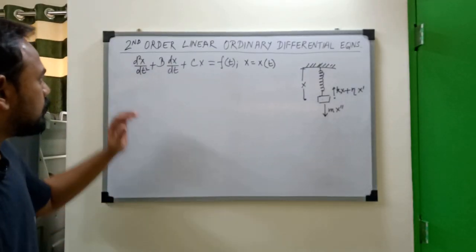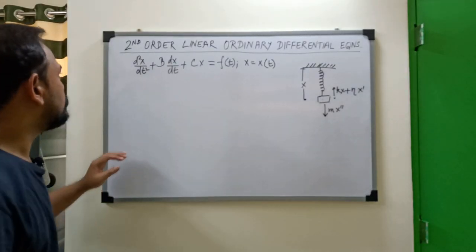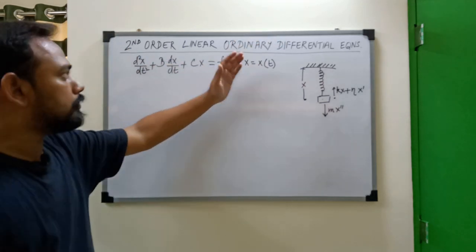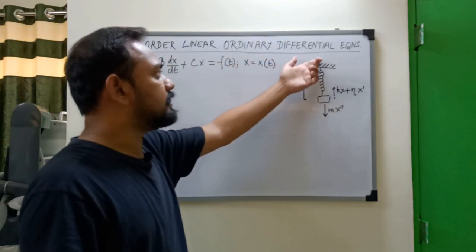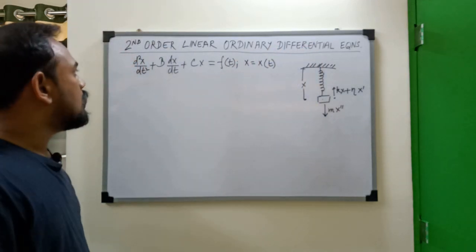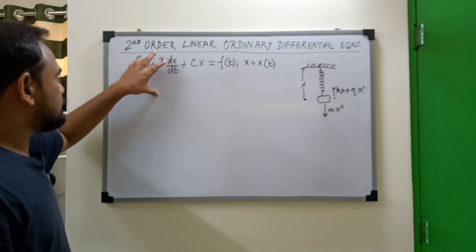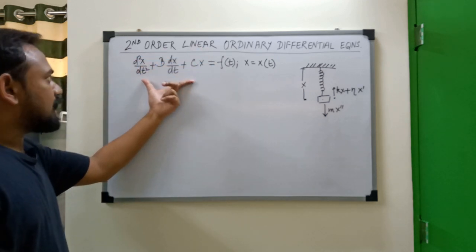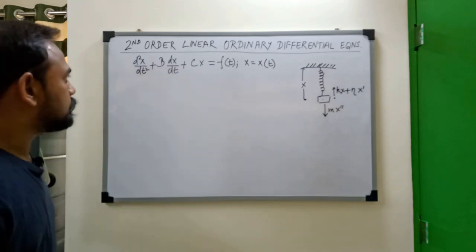Hi. So in this lecture, we will learn about second order linear ordinary differential equations. You all already know by now what an ODE is, an ordinary differential equation. It's an equation with only one independent variable. Now there are a bunch of other terms here. One is order, the other is linear. So here's an example of a second order linear ordinary differential equation.